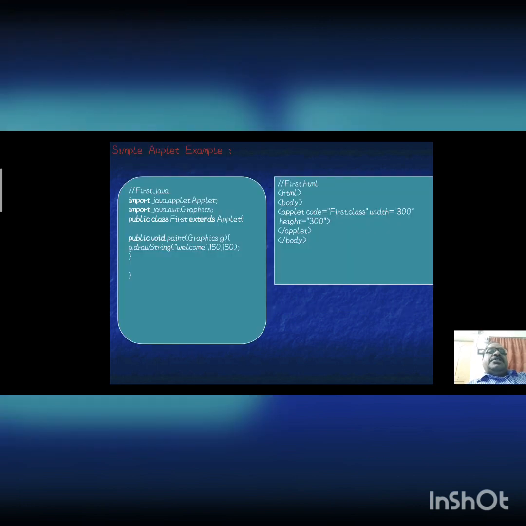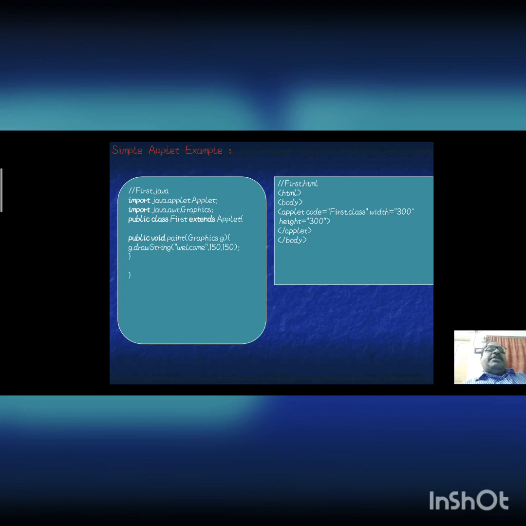And next, these are the example programs for the first one. See, import the java.applet package and import java.awt.Graphics. The Graphics class is used in the paint method, so we have imported that. Our class name is public class First extends Applet. In that we write public void paint(Graphics g), begin, g.drawString("Welcome", 150, ...). So this is a small first example for an applet program.